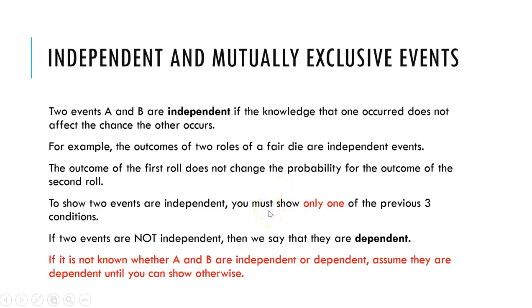So as we said, to show 2 things are independent, you just need to show one of those previous conditions. If you don't know that they're independent, then assume they're dependent until you can prove it.